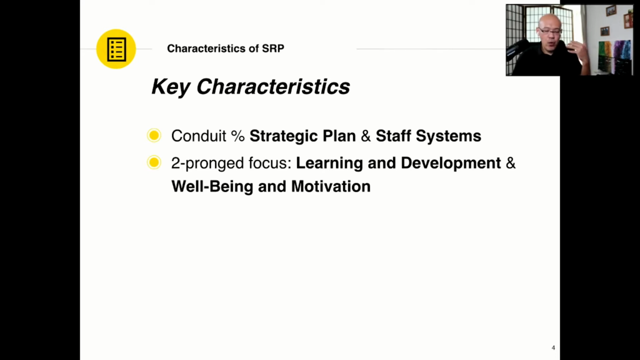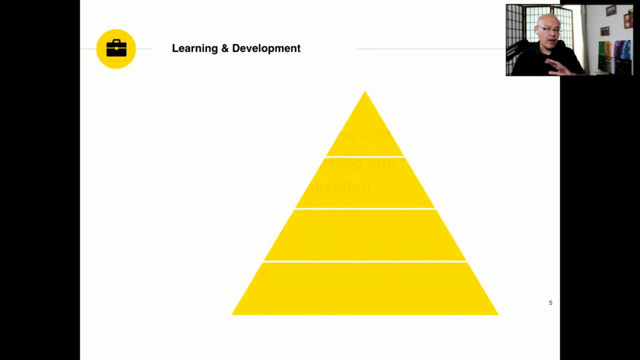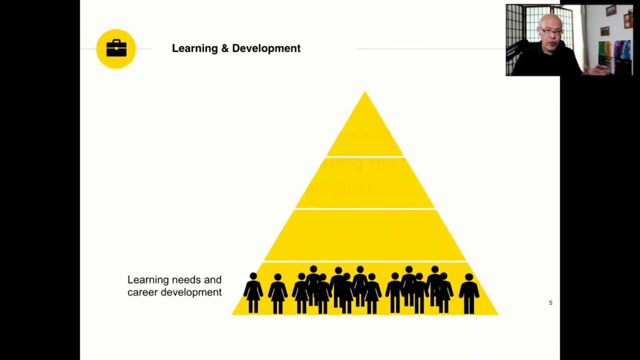Now, one way of looking at learning and development is I like to look at it from the angle of a pyramid. At the lowest level, at the ground level, opportunities are given to everyone in terms of learning and development. Everyone gets a chance to learn and grow, and everyone gets a shot at career development. Everyone has the right to aspire.